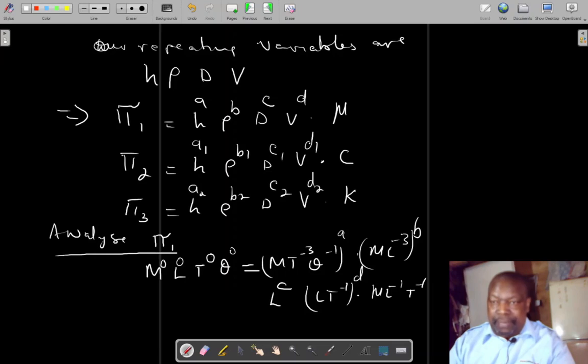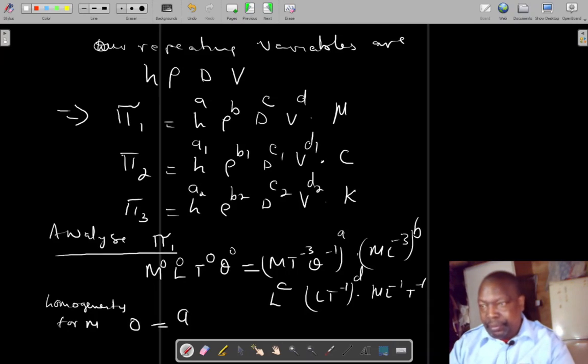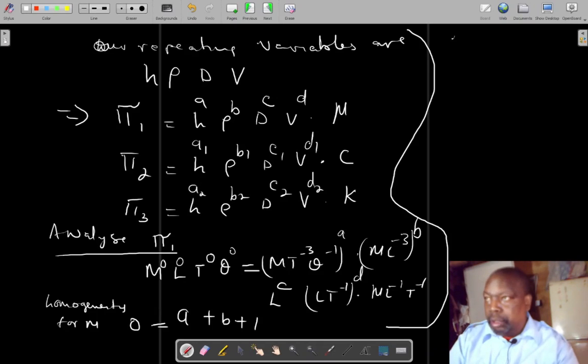So analyzing for dimensional homogeneity, for M, we find that 0 equals a plus b plus 1. For L, we have 0 equals minus 3b plus c plus d minus 1.